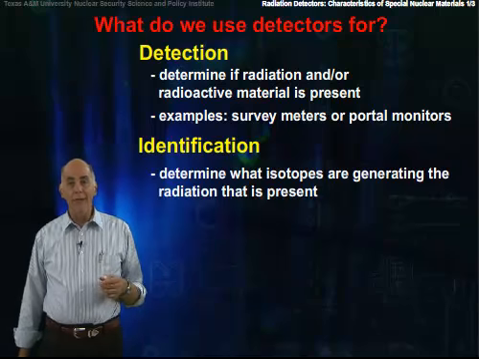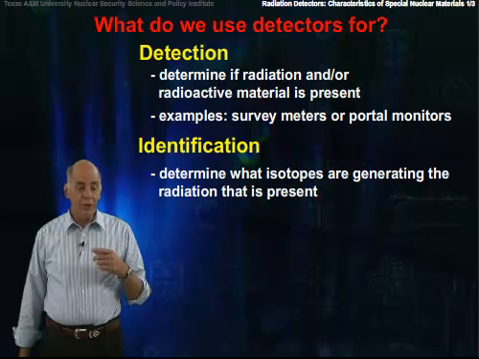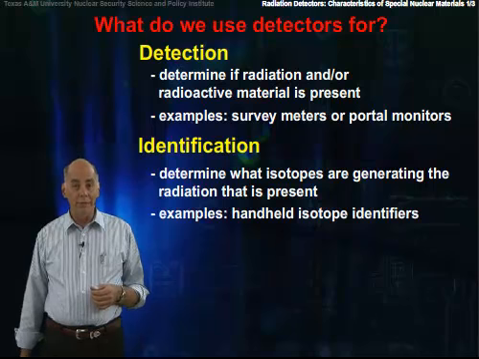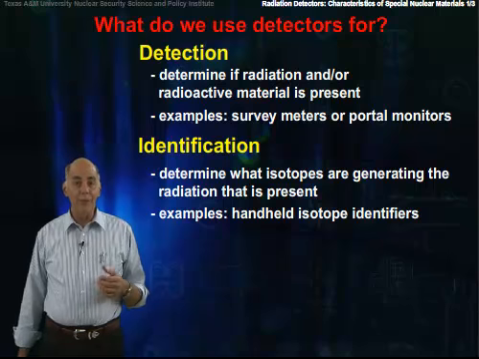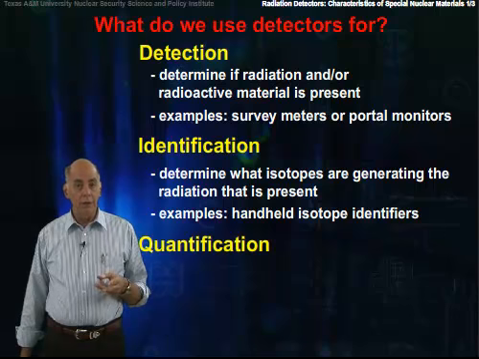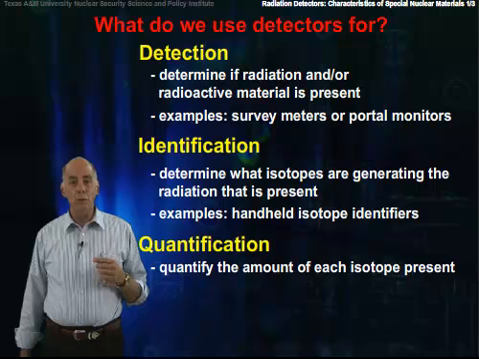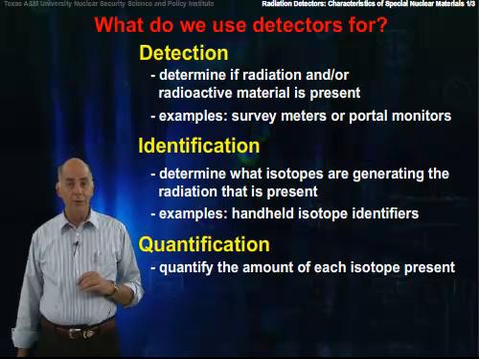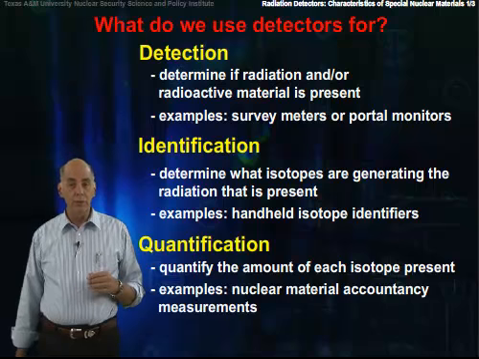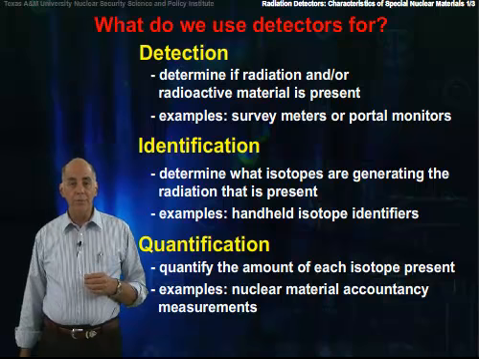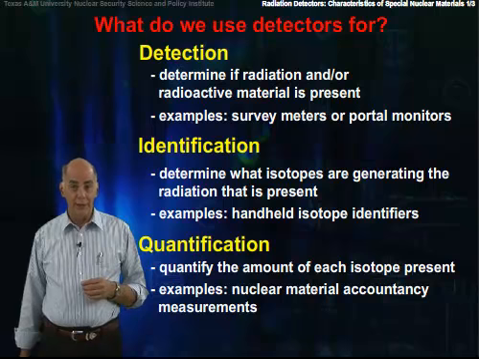The second thing we use detectors for is identification. And by that, I mean we can actually determine what nuclide is generating the radiation. Examples of this are handheld isotope identifiers. These are spectroscopy detectors, which we'll talk about in a minute. The third thing we can do is quantification. Not only can we identify which isotopes are generating radiation, but we can quantify the amount of each radioisotope present. Examples of this would be nuclear material accountability measurements, or the amount of particular isotopes in special nuclear material for forensic analysis.